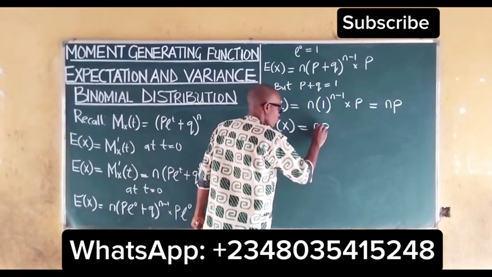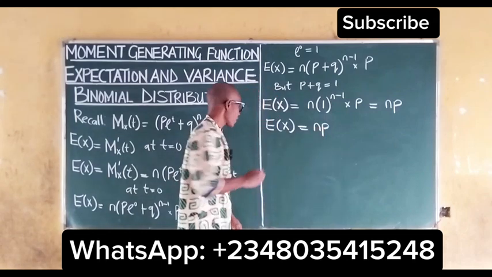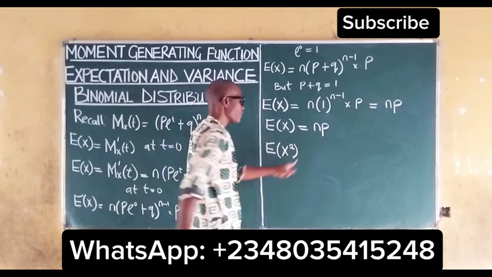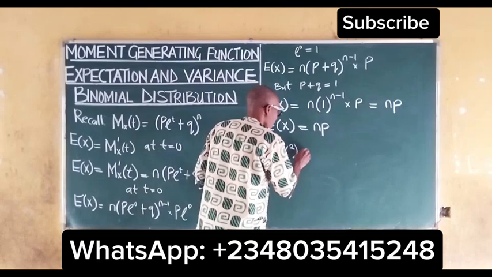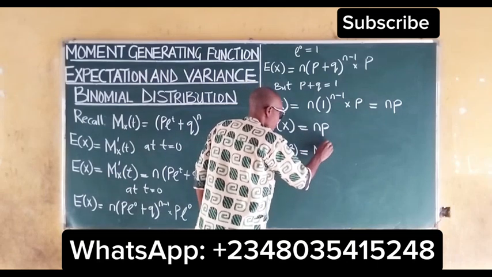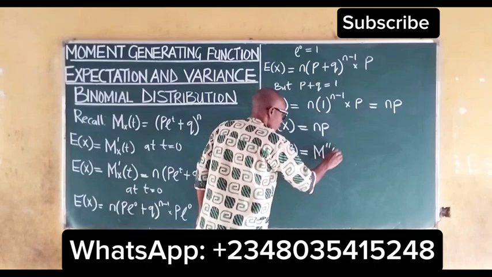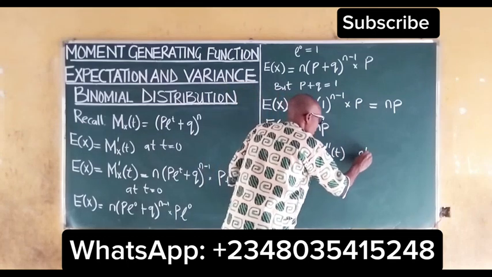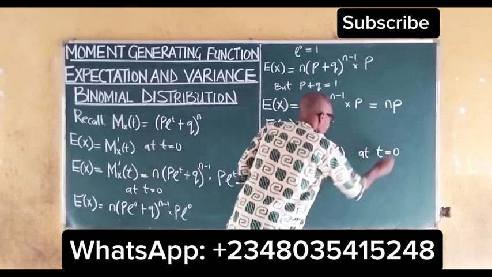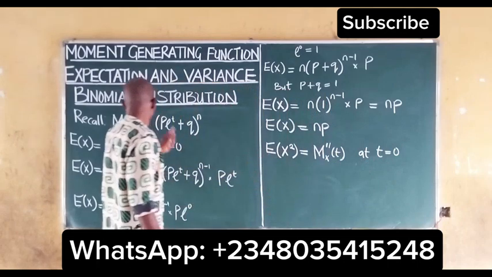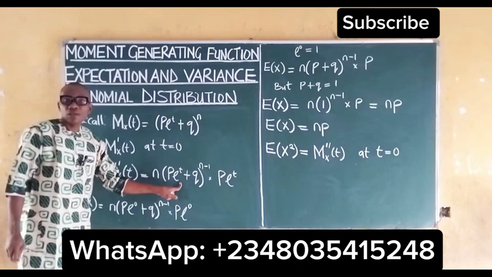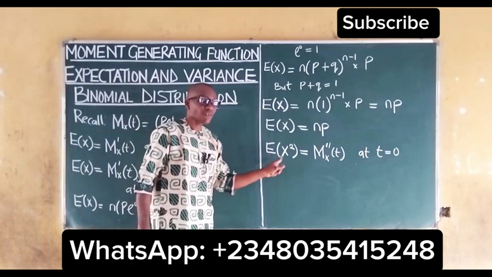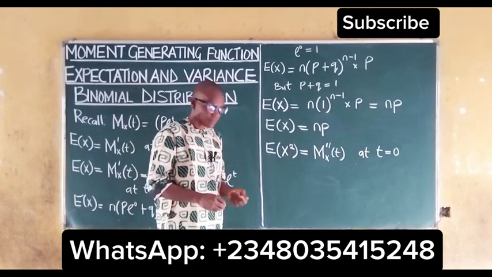The next thing to do is to look for the expected value of x squared. And the expected value of x squared is our second derivative of the moment generating function at t equal to 0. So if we differentiate this at t equal to 0, we get our expected value of x squared.